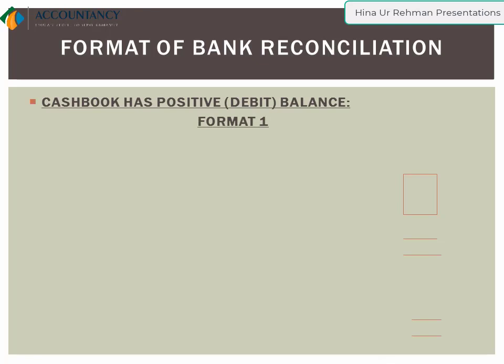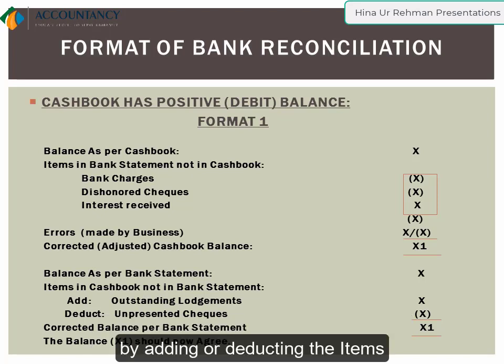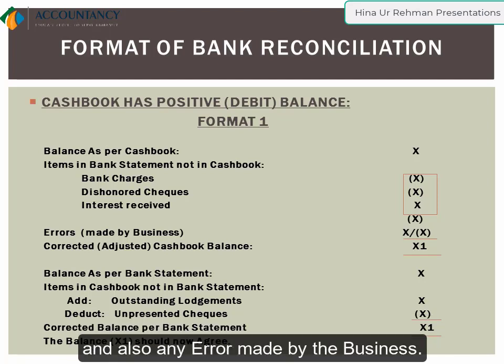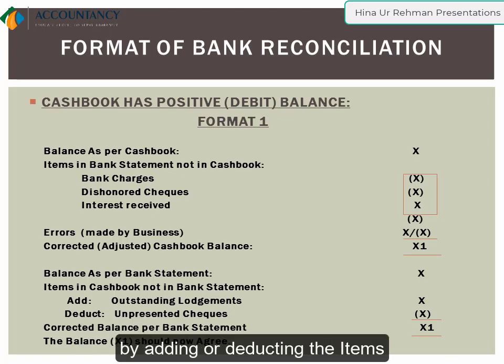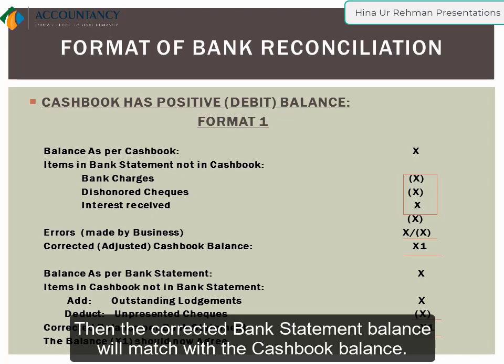Format 1. In this format, firstly, we will correct our cash book balance by adding or deducting the items that are in the bank statement but not in the cash book, and also any error made by the business. After that, we will take the bank statement balance and will make adjustments in it by adding or deducting the items that are in the general ledger cash book but not in the bank statement. Then the corrected bank statement balance will match with the cash book balance.